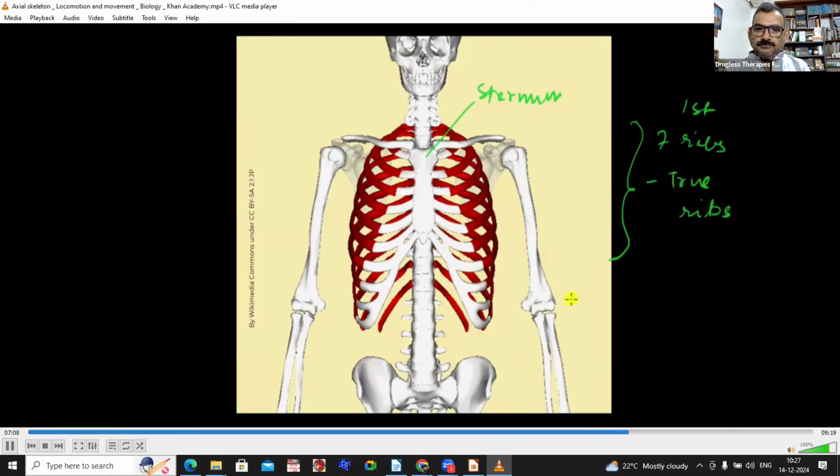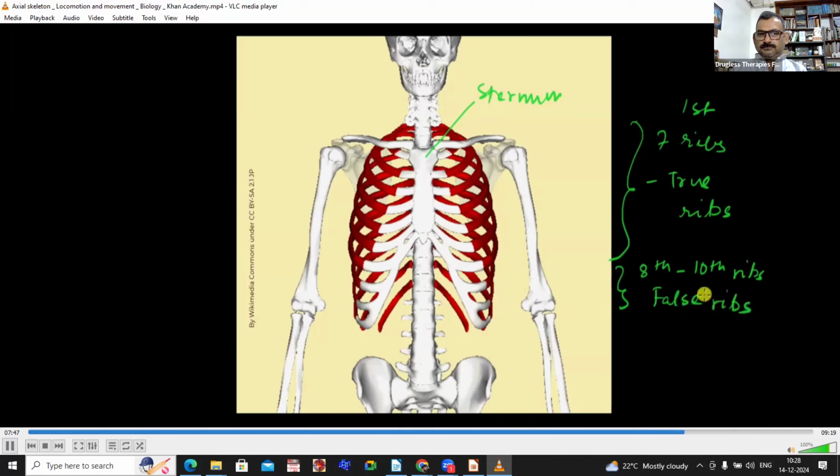The next 3 ribs, the 8th, 9th, and 10th ribs, are not directly connected to the sternum. Instead, if you notice, they are connected to the cartilage of the 7th rib. The 8th, 9th, and 10th ribs are connected to their own cartilage, which joins, and in turn joins the cartilage of the 7th rib, which finally connects to the sternum. So these 3 ribs are not directly connected to the sternum, but through the cartilage of the 7th rib. Hence, they are called false ribs.